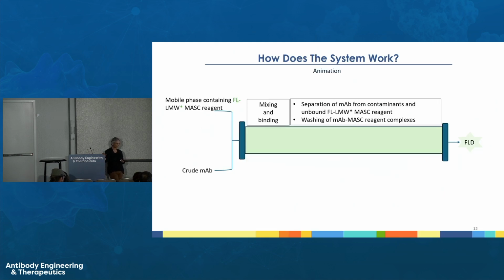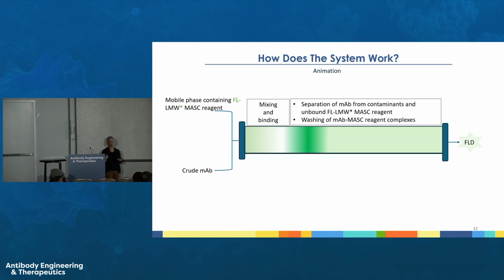Fewer steps. And this is just a pictorial example of how it works. So you have the mobile phase containing the fluorescent MASC, low molecular weight MASC reagent, and the crude mAb, which they injected into the column. The mixing and binding happens in the column.